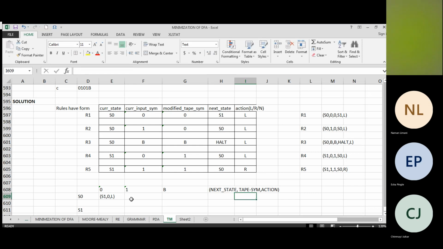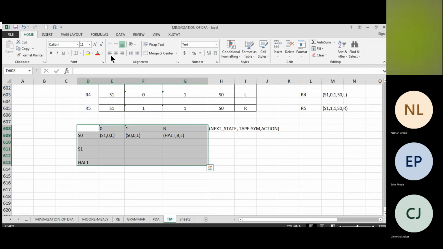Format for transition table. In S0, when 1 is processed, it stays in S0. So next state is S0. That 1 is modified to 0. Action taken is go to left. In S0 when B is processed, it goes to halt. Kept as B, move to left. So here, likewise, we are getting the transition table.